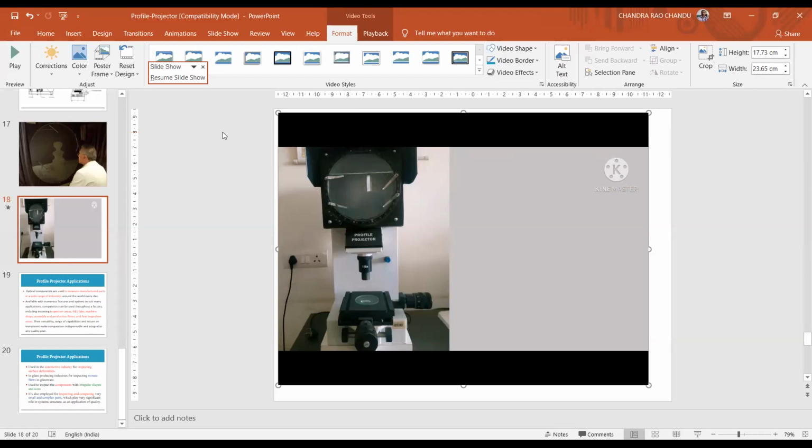Optical flats are very important smaller devices used for checking the flatness of different objects. Objects means our slip gauges, or other optical flats, or micrometer anvils. For that, these optical flats are used.